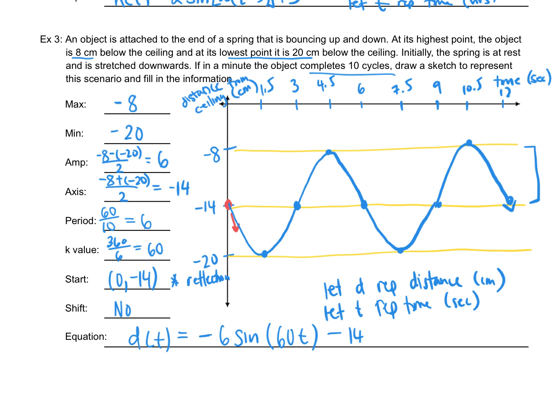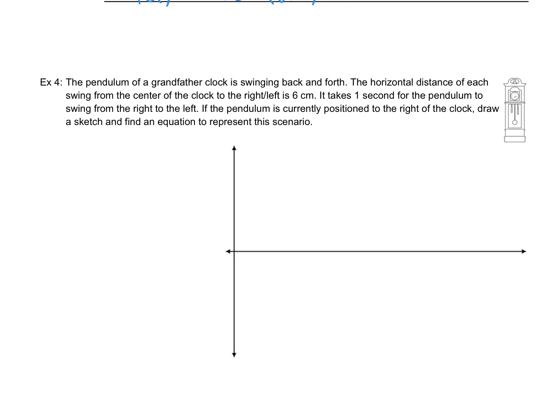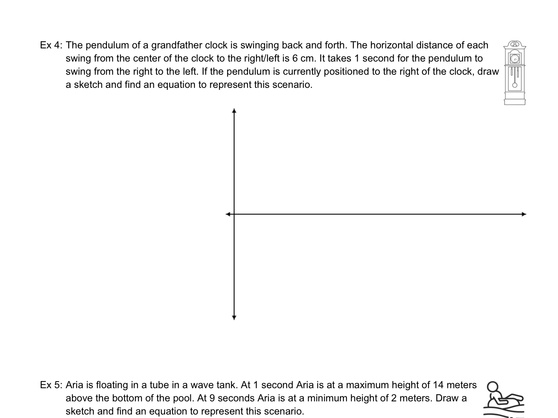There's another example that can be represented by a sinusoidal function. Let's try another one. This time we have a pendulum. So the pendulum of a grandfather clock is swinging back and forth. The horizontal distance of each swing from the center of the clock to the right and left is 6 centimeters. So that just means if this is the central piece, it's 6 centimeters to the right, so we can call that a positive, and 6 centimeters to the left, and we can call that a negative, just to differentiate between positive and negative. It takes 1 second for the pendulum to swing from the right to the left.